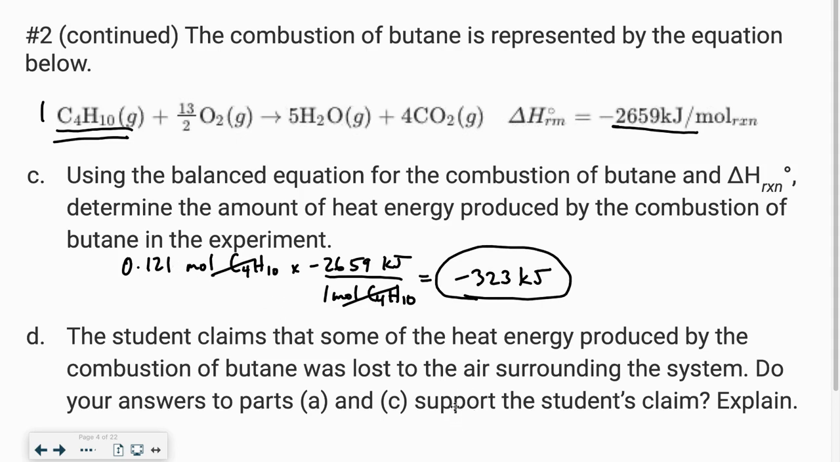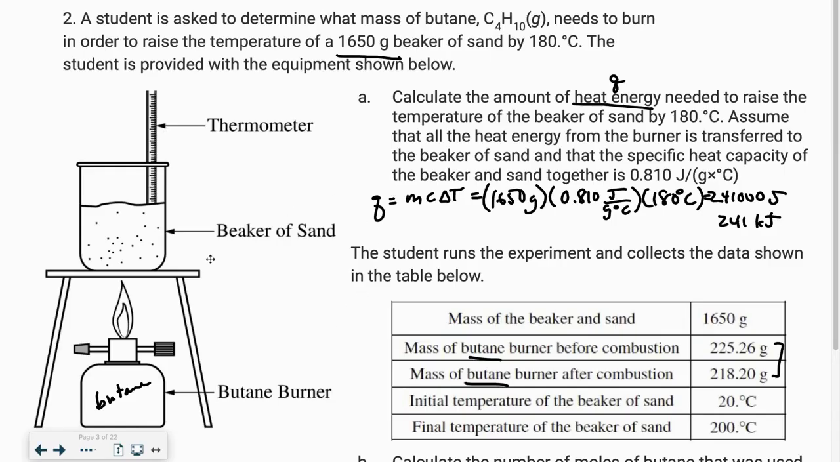And in part D, the student claims that some heat energy produced by the combustion was lost to air. Do the answers in part A and C support the student's claim? Explain. So from part C, we can see that negative 323 kilojoules was produced by the butane. So this flame, this burning, is giving off 323 kilojoules. So that heat is supposedly rising and going into the beaker. However, from part A, we can see that only 241 kilojoules is required to heat the sand to 180 degrees.